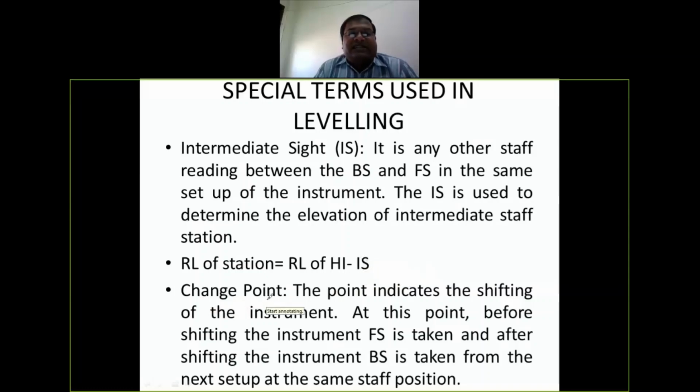The next definition is change point. The point indicates the shifting of the instrument. At this point, before shifting the instrument, foresight is taken, and after shifting the instrument, backsight is taken from the next setup at the same staff position. So I told you what is the meaning of change point by showing the diagram. Whenever we have to take the change point, before shifting the instrument, we have to take the foresight, and after shifting the instrument, backsight is taken from the next setup. So that particular point is called the change point.